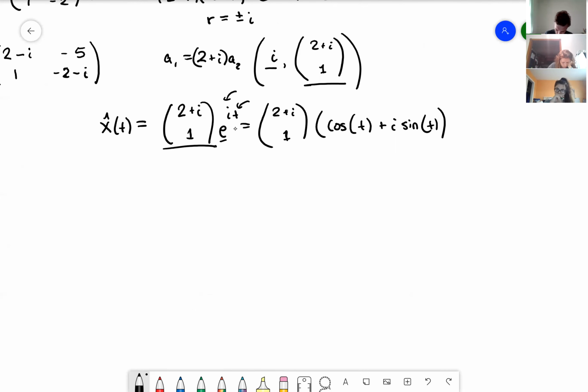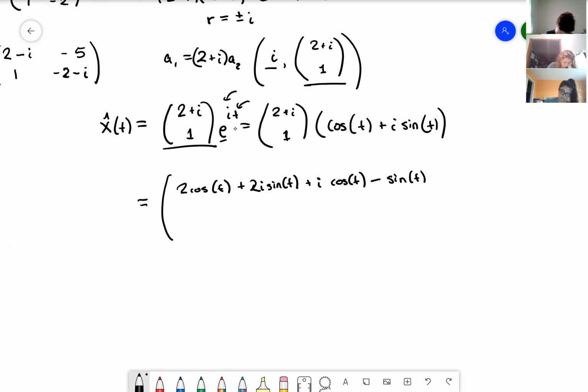All right. Anyway, I want to get my two fundamental solutions. So I'm going to split this up as a real and imaginary part. Let's say we want 2 cosine of t plus 2i sine of t plus i cosine of t plus i times i, so negative sine of t. And this one is just cosine of t plus i sine of t.